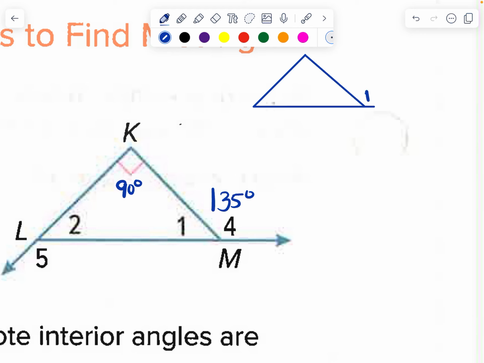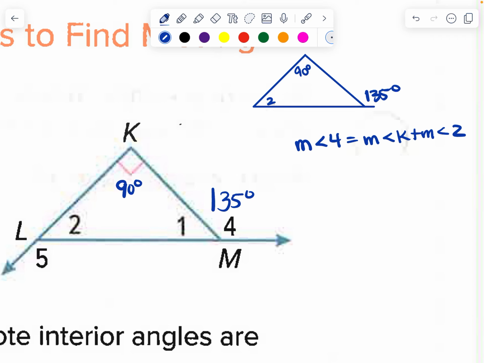Okay, this is 135, this is 90, and this is angle 2. So the measure of angle 4 equals the measure of angle K plus the measure of angle 2.